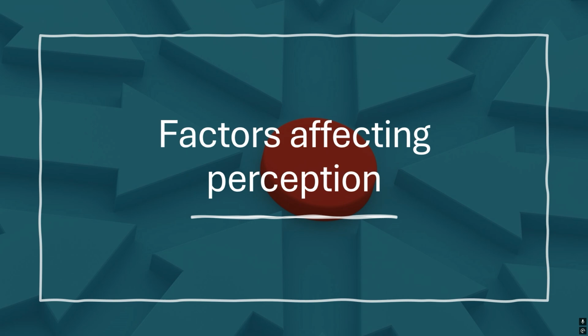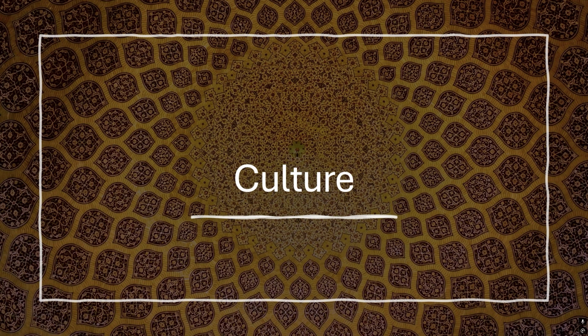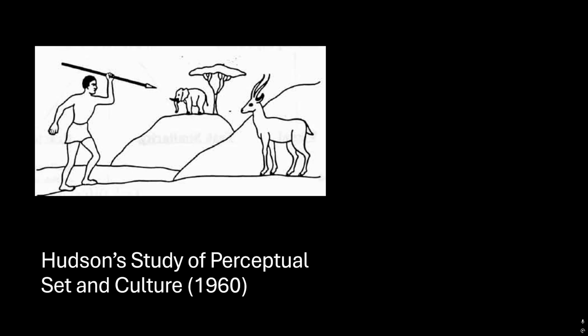So let's start thinking about some of the factors that may affect perception. Culture. So Hudson's study of perceptual set and culture from 1960, again, an important study for you guys to be familiar with. So here we can see an image like a line drawing of a man with a spear, a little mini elephant, a tree, and it looks like some kind of gazelle or antelope.